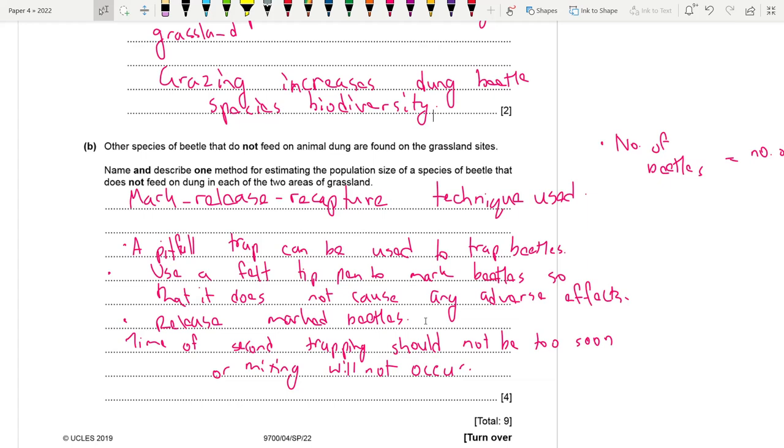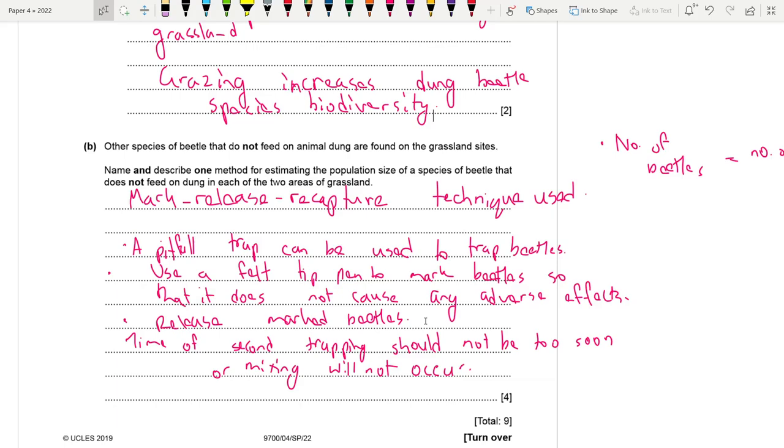Now, when, though? It should not be too soon. Like it shouldn't be after 1 hour of catching them the first time, because there won't be enough time for mixing. And it should not be too long, right? It should not be after 1 or 2 weeks. Then migration may have occurred. So that's unfair, right? We won't get enough beetles.